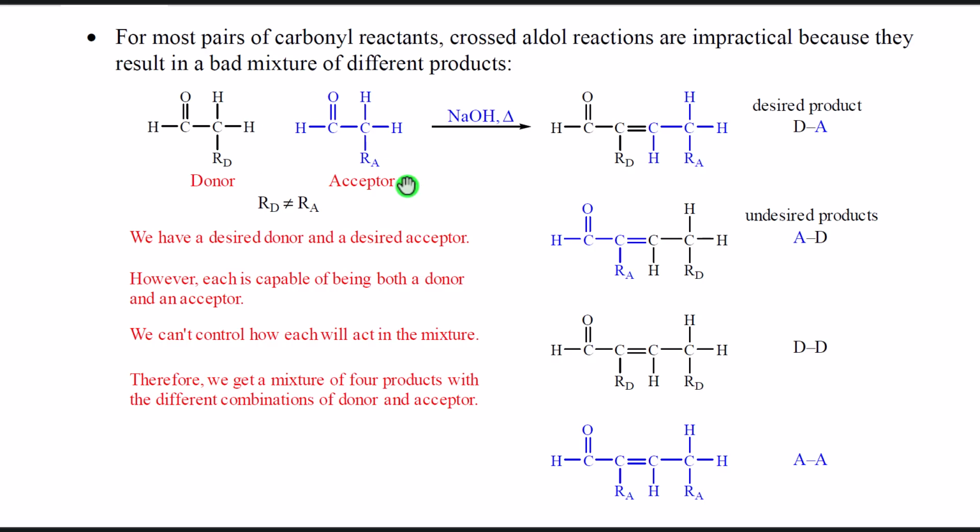So if we were to look at our desired product, it would look like this. Donor alpha, acceptor carbon plus. However, there are three other possible undesired products. For example, what if the acceptor instead became deprotonated and acted like a donor, we would get a product that would look like this: acceptor attached to donor, the reverse of the structure that we want.